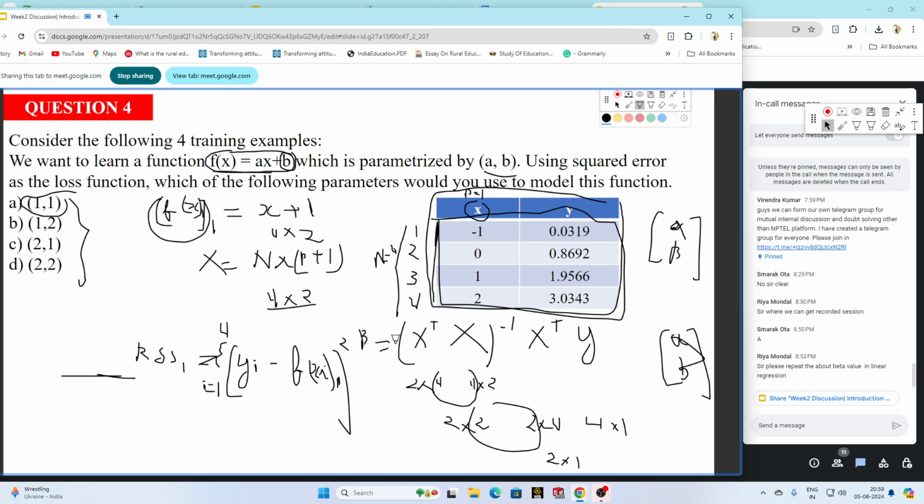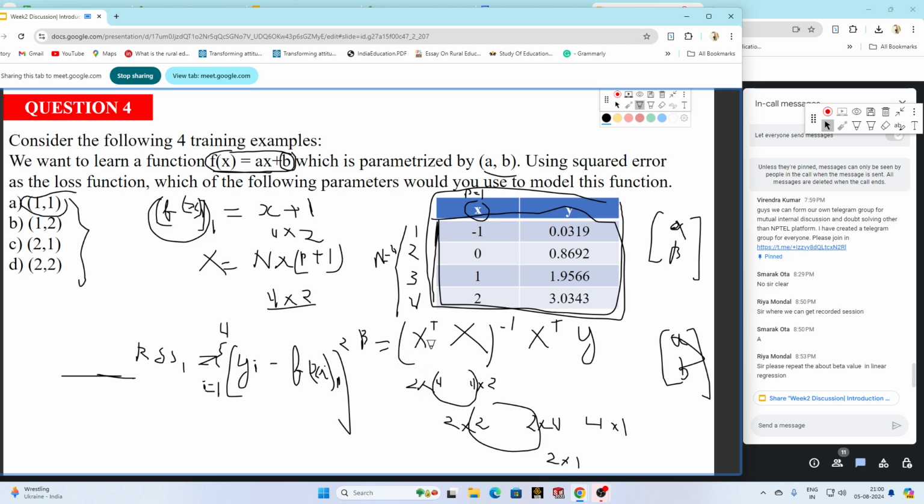Now how can we find the beta so that our model becomes the best fit? Beta equals (X transpose X) whole inverse, into X transpose, into y. What will y be? Y will be an n cross 1 matrix, so a 4 cross 1 matrix. By that you can find the beta values.